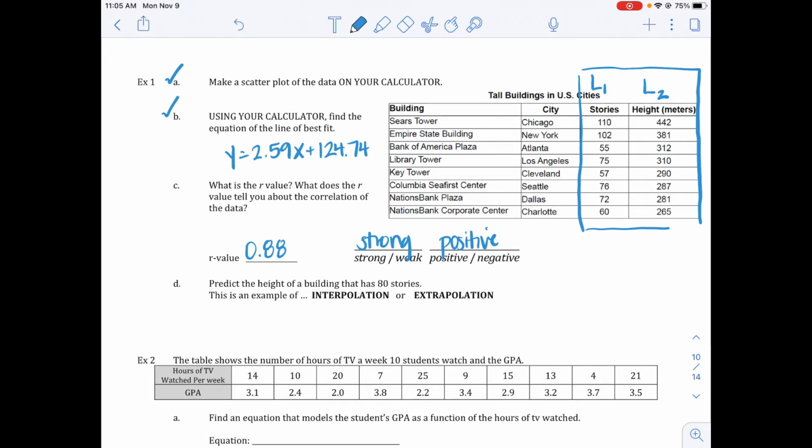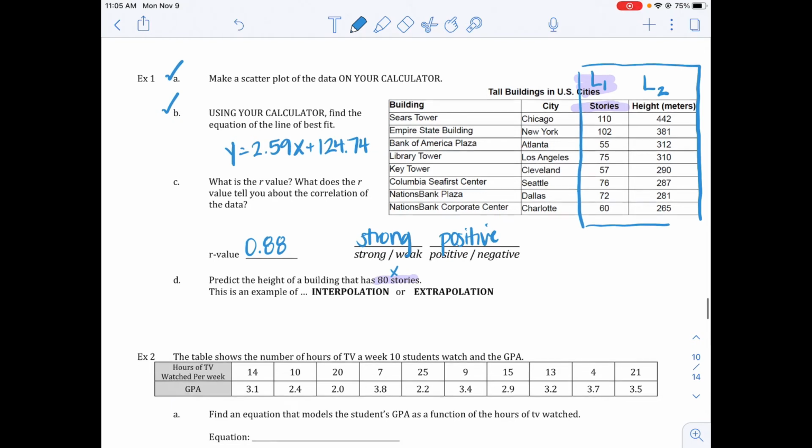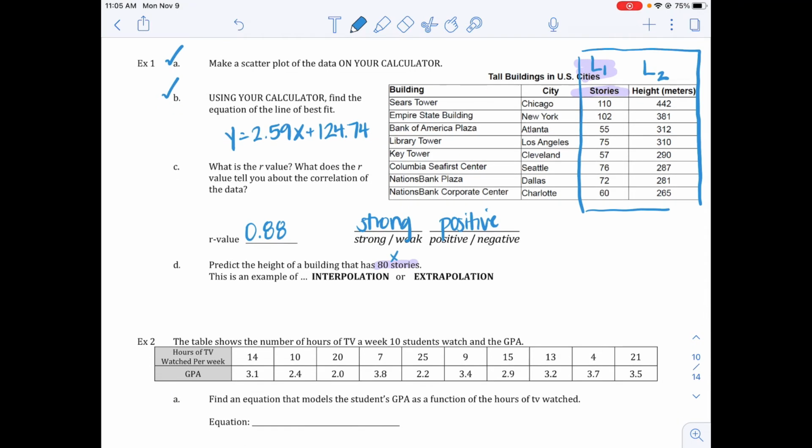Now the next part is, now that we have our line of best fit, how does it help us? And again, this helps us make predictions. And so what we're going to do is we're going to predict the height of a building that has 80 stories. So 80 stories is my X. Again, over here, stories is X. Okay. And we're going to make a prediction what the height would be using the line of best fit. So you cannot use the table of values. Now that we have a line of best fit, we're going to say y equals 2.59. Instead of x, I'm going to replace it with an 80.